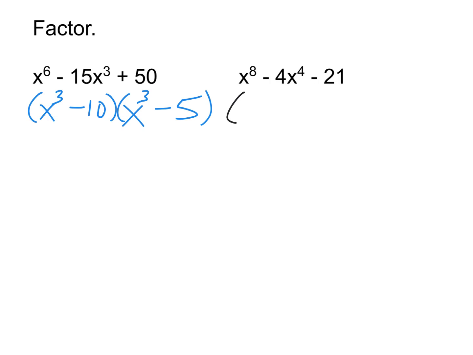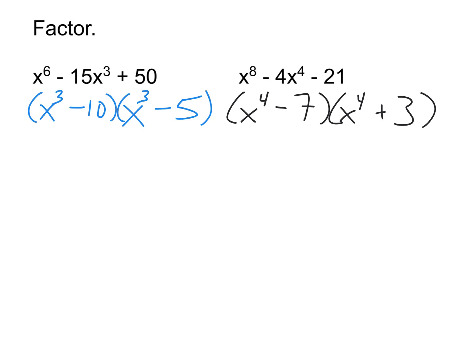Because it's x to the 8th and x to the 4th, that tells me that each of my parentheses, when I factor this, is going to start with x to the 4th. Now I do my add 2, multiply 2, like normal. What adds to negative 4 and multiplies to negative 21? There should be a negative 7 and a positive 3.